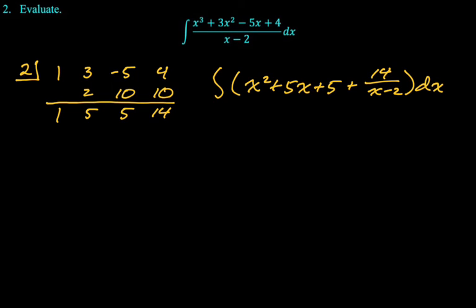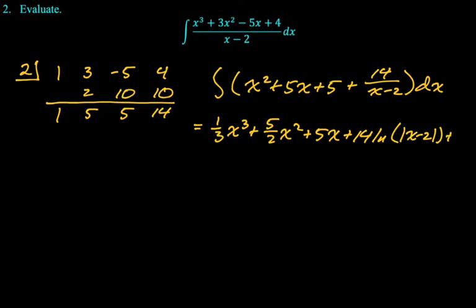And this we can just reverse the power rule 3 times. And then that is a natural log. So we'll have 1/3 x cubed plus 5/2 x squared plus 5x plus 14 natural log absolute value x minus 2 and then plus c.